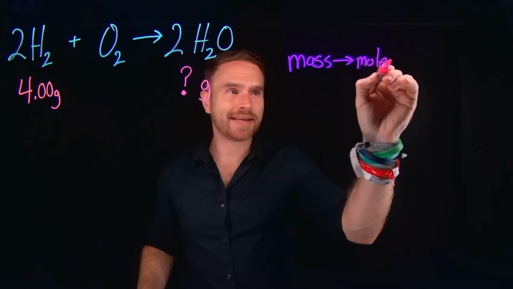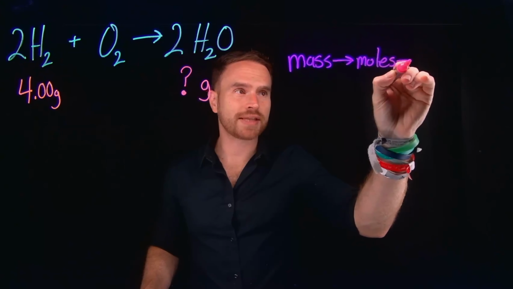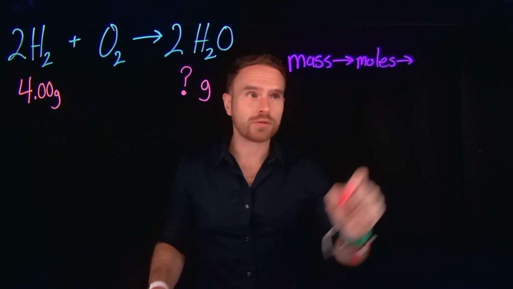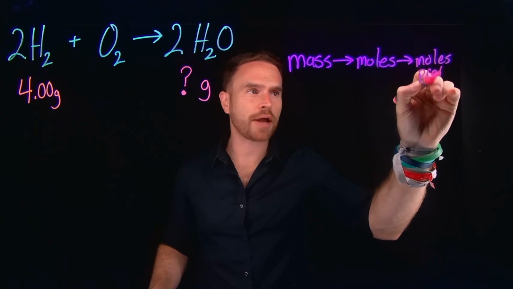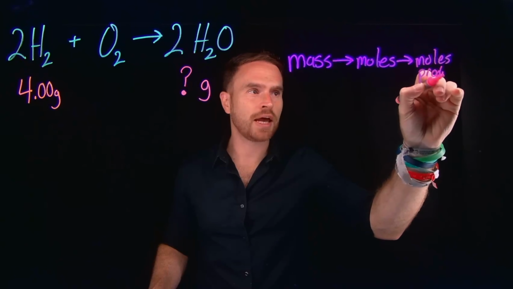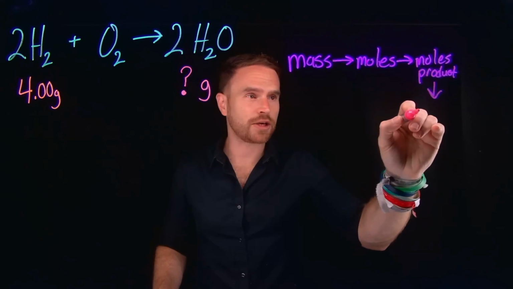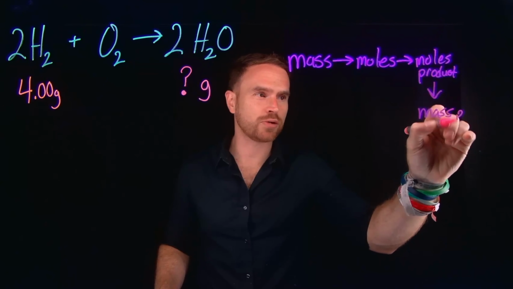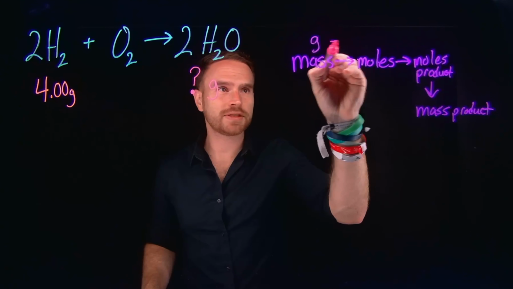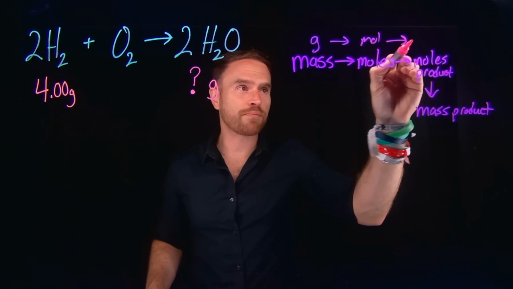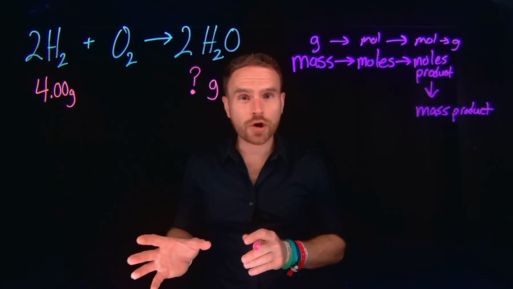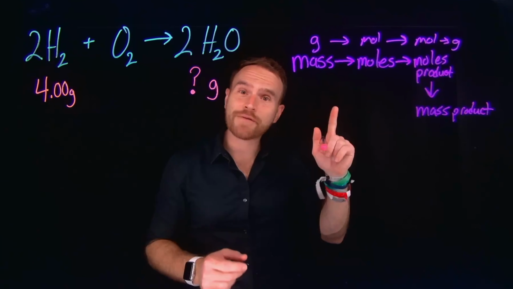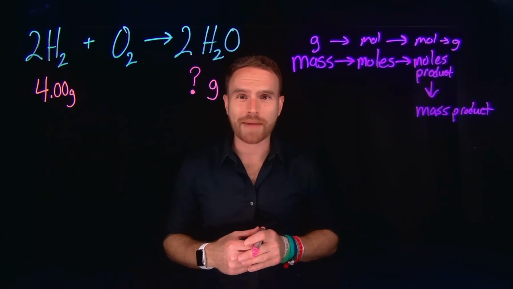Once we've obtained the moles of the reactant, we can use the mole ratio as our conversion factor to figure out how many moles of product. Then once we've obtained the moles of product, we can use the molar mass to figure out the mass of the product that we're producing. In other words, we go from grams to moles of reactant, to moles of product, and then to mass, or grams of product. Hopefully you know how to convert between mass and moles, but if not, I have a video that you can check out to review how to use molar mass to convert to moles.